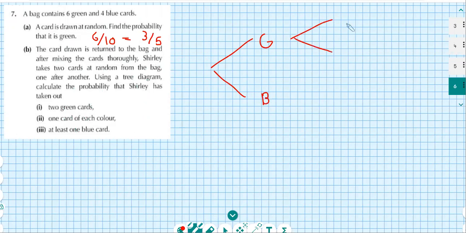For the second draw, G and B, and if she gets blue in the first, then there are 2 more branches for green and blue. So this is draw 1, and this one is draw 2. In the first draw, the probability of getting green will be the number of green, 6, over the total number of cards, and for getting blue, 4 over 10.